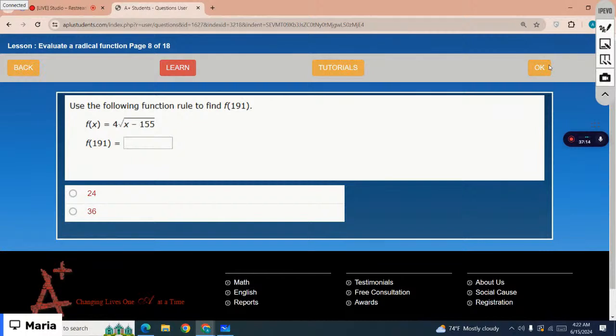The correct option is replace the x by 191, right? So 191 minus 155 is, hold on, that is 36. So 6 times 4 is 24. Option number 1 is the correct option. Okay, you can complete the lesson by yourself later today. Let me just move on to next lesson.